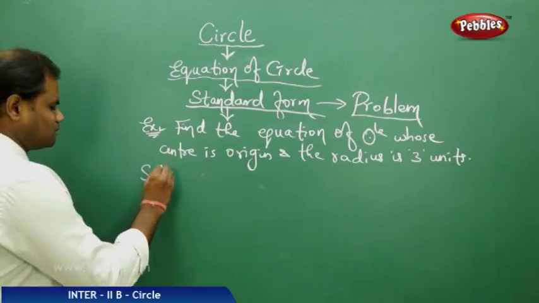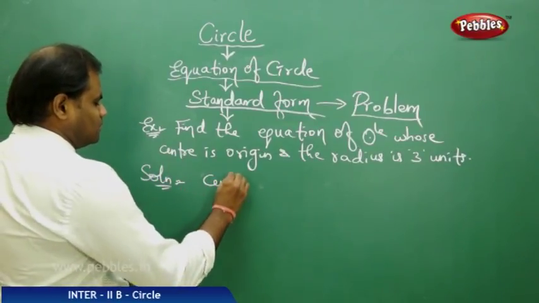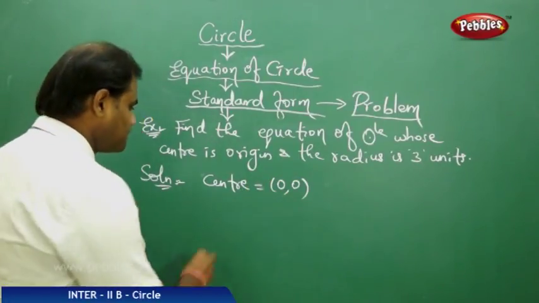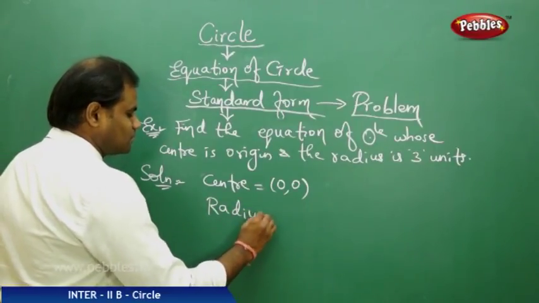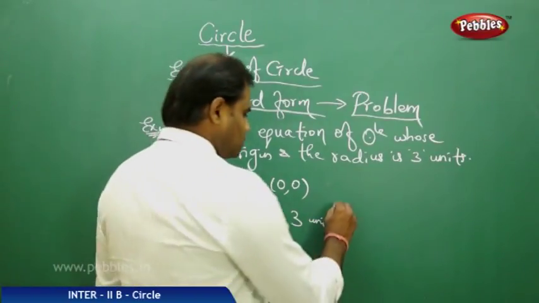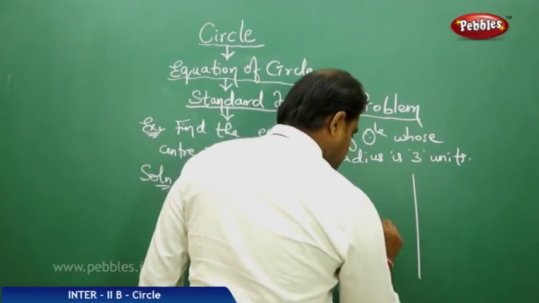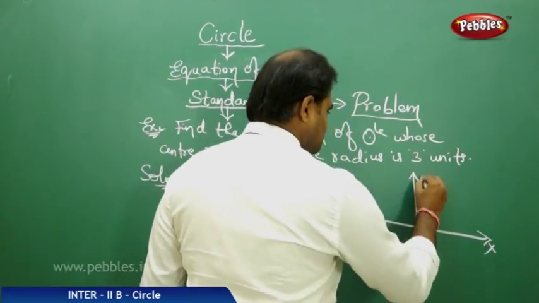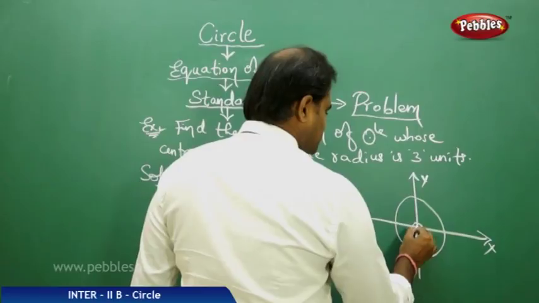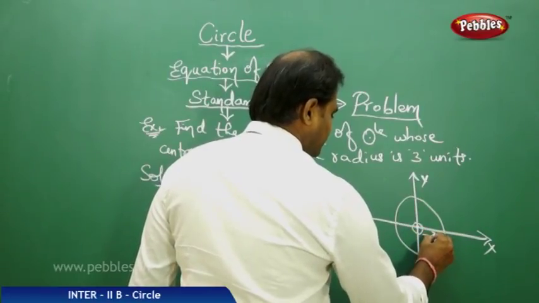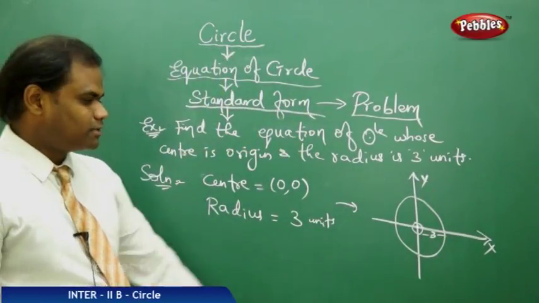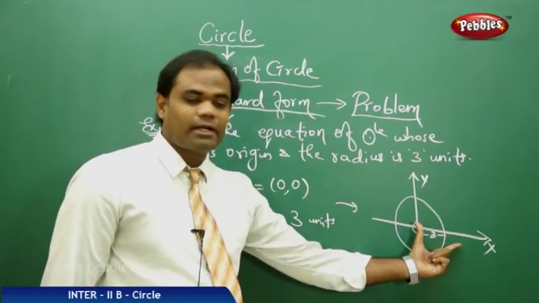Therefore, for the circle whose center is origin, that is 0, 0 in the xy coordinate system, and radius 3 units, I have the circle which looks like this: x-axis, y-axis, and this circle with center origin and radius 3 units. Now let's find the equation of this circle.